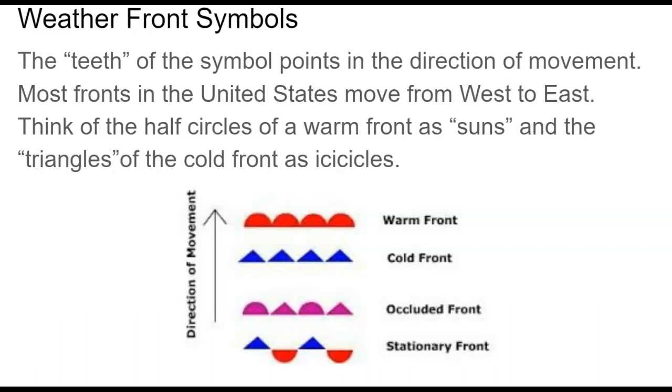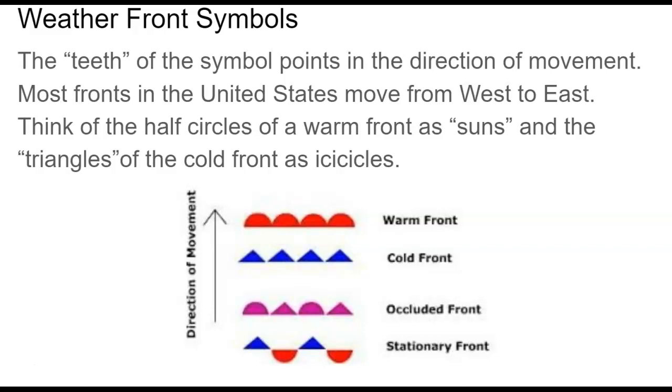You also have what's called an occluded front and a stationary front. And this would be the meeting of two different air masses. You notice the occluded front is in purple, and the symbols are facing the same direction because that front is still moving. The stationary front is alternating cold front symbol of the triangle and warm front symbol of the half circle. They're alternating direction because the stationary front is not moving.